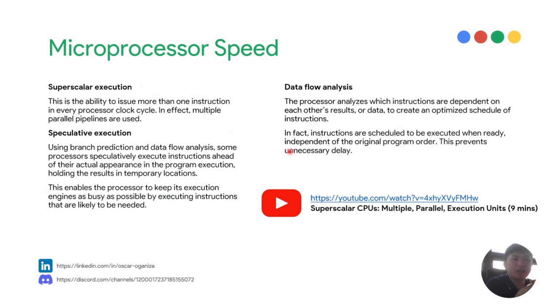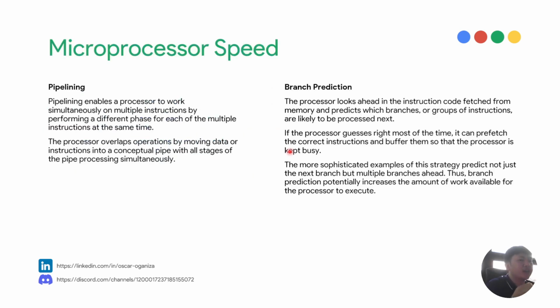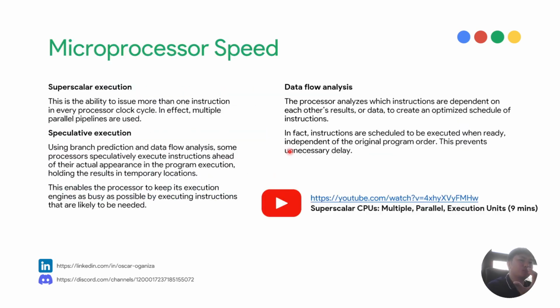So ito naman, superscalar execution. When we say superscalar execution, this is the ability to issue more than one instruction every processor clock cycle. In fact, multiple parallel pipelines are used. So, kung pipelining is one pipeline at a time, dito naman sa superscalars, multiple pipelines are used. Okay? Pero at the same time, overlapping pa rin yung instructions niya, yung decoding niya, yung executions niya.